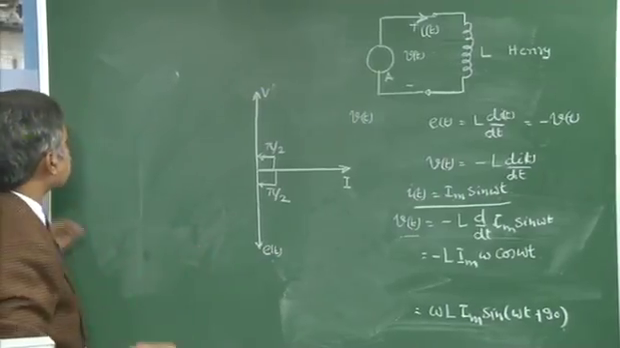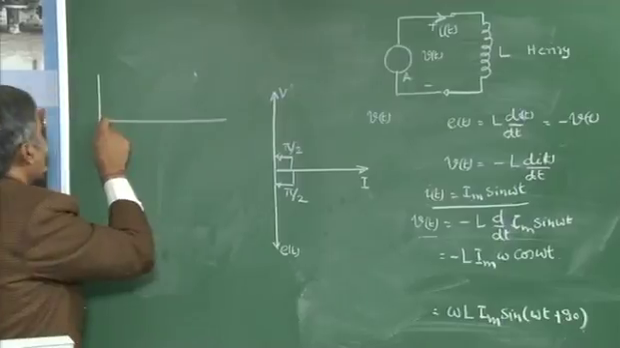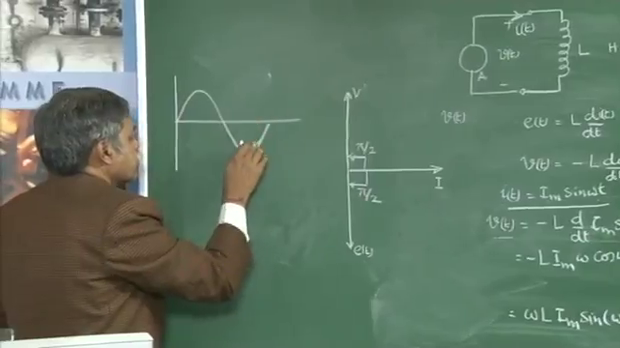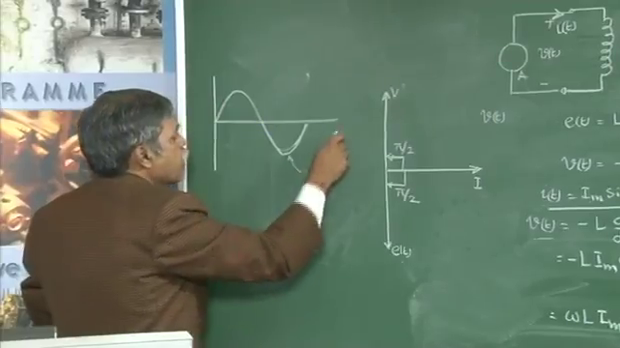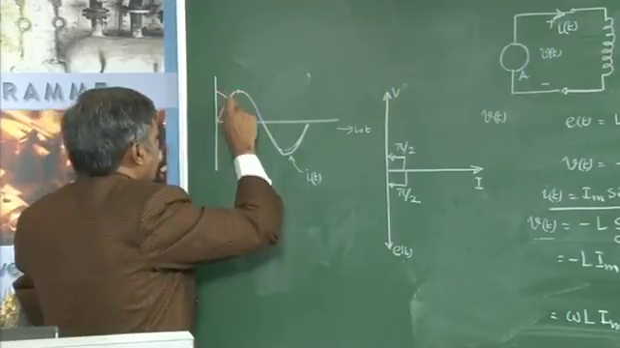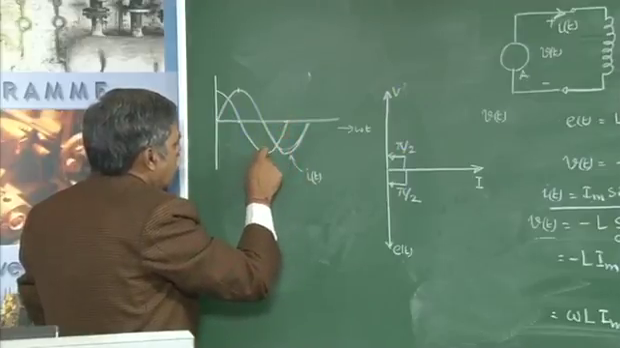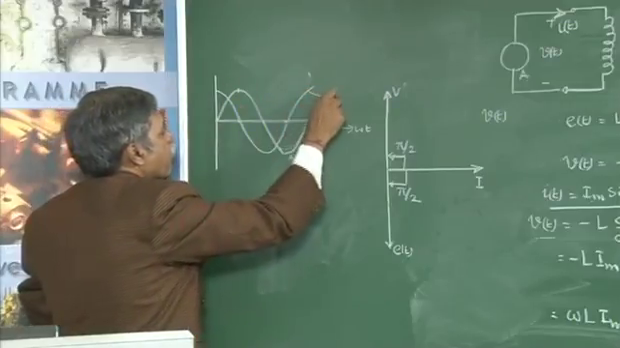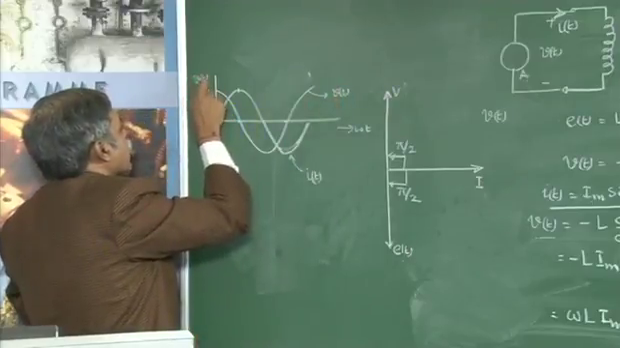I can also represent this in the form of waveforms. This is the current waveform, which I am taking as a reference. This is I of t, with an instantaneous value of I of t, plotted against omega t. Then I have the voltage waveform. So this is my voltage waveform V of t. Along this axis I have the voltage as well as the current.